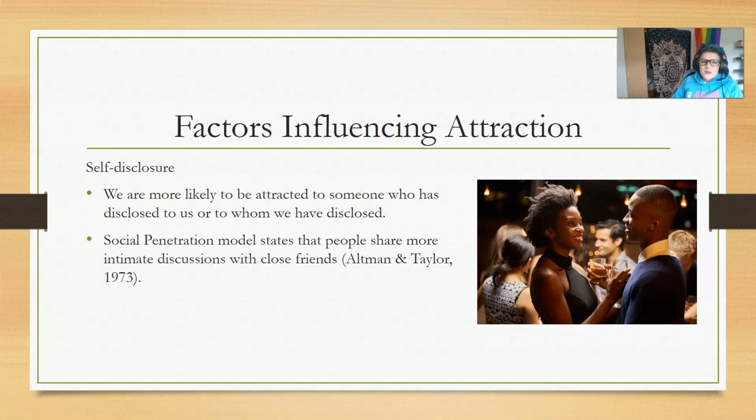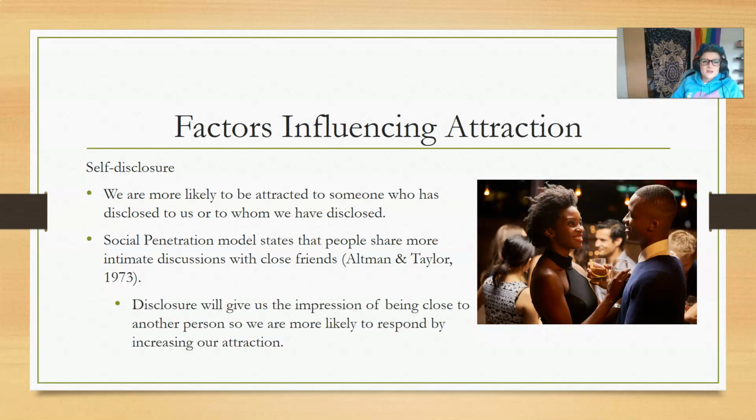The social penetration model states that people who share more intimate discussions with their friends are closer with those friends. And disclosure will give us the impression of being close to another person, and so we're likely to respond to that by increasing our own level of attraction towards them. We feel that sort of closeness and intimacy if we tell people things that we don't necessarily tell everyone else.